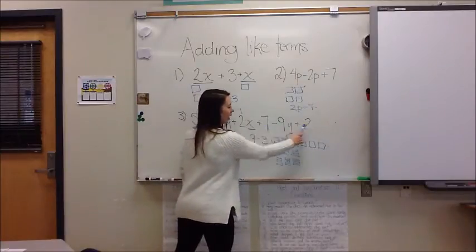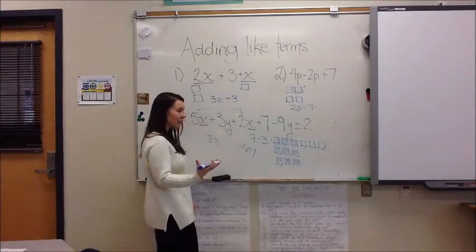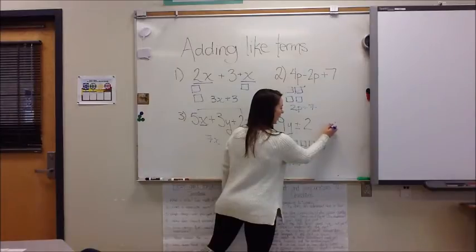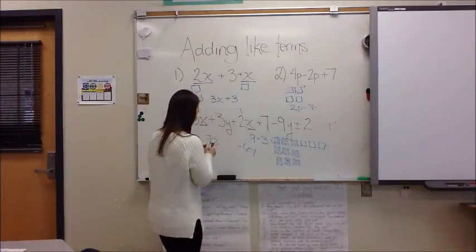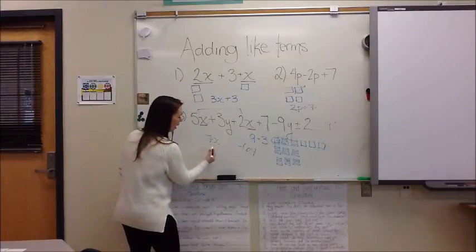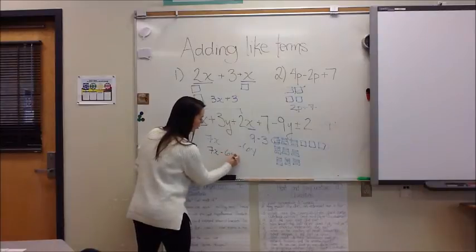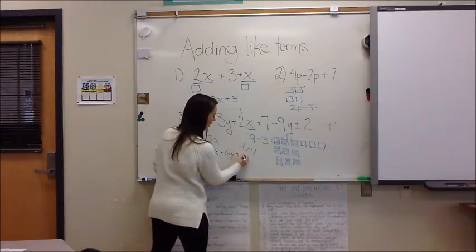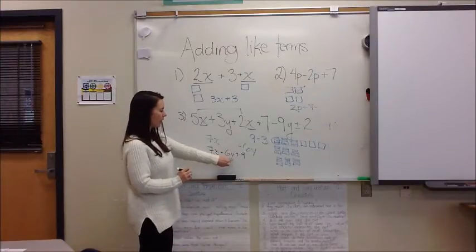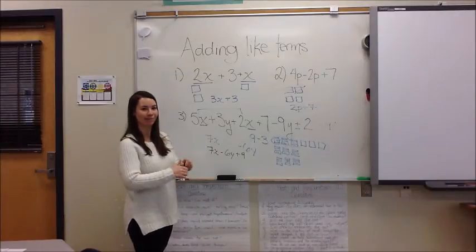Then we're going to look at our last one. We have 7 plus 2. That's a positive here, so we know it's a positive 2. So 7 plus 2 gives me 9. The marker is dying on me. So we're going to add them all together. So here we have 7x, take away 6y plus 9. So our new equation will be 7x, take away 6y plus 9. And that's how you add like terms.